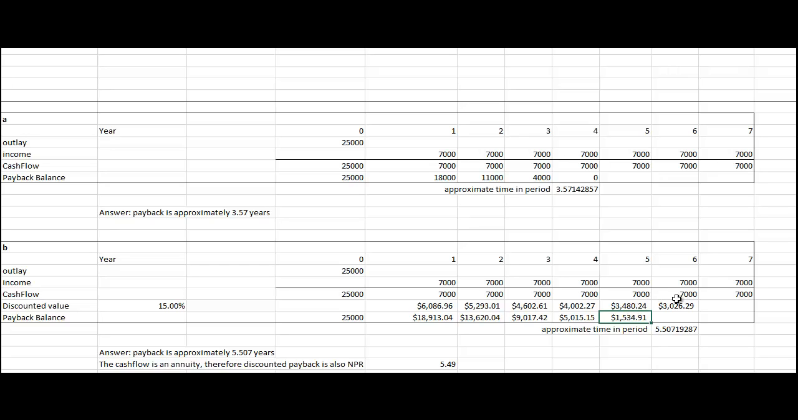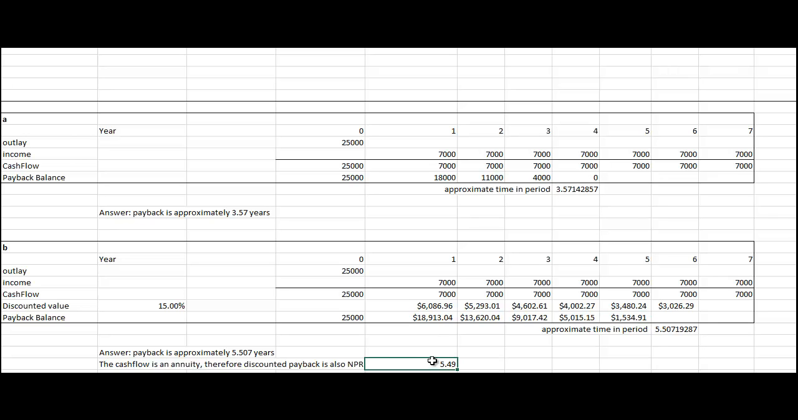At this point I have a fraction again that's going to be expressed here that's under 1. So this tells me the payback period is 5 and something. The division between the two gives me 0.507. So total payback period discounted, 5.507. A lot bigger than the payback period we had in a non-discounted.